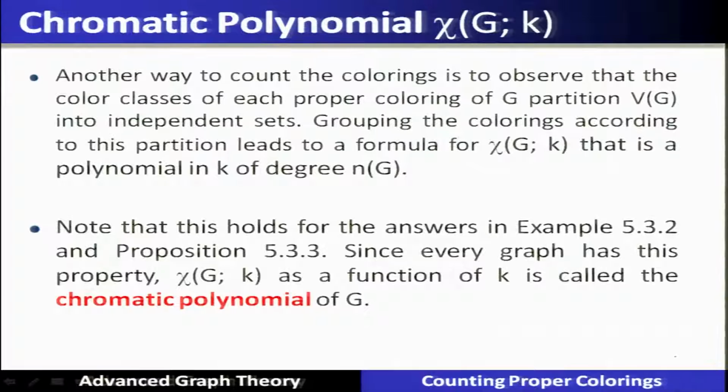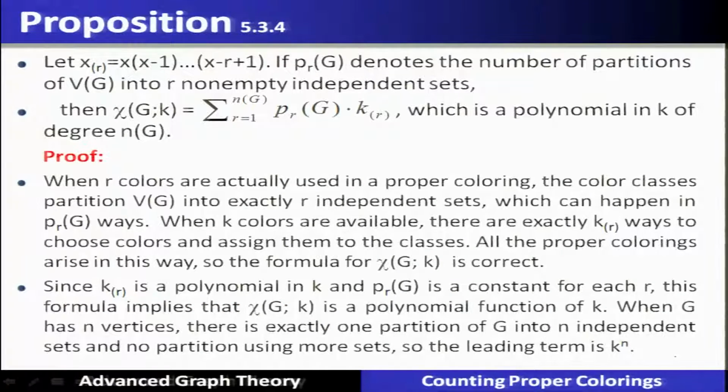Note that this holds for the answers in the examples which we have seen earlier, since every graph has this particular property. As a function of k, it is called the chromatic polynomial of G. Let us see the proposition. Let x^(r) be x(x minus 1) and so on up to (x minus r plus 1), and let P_r denote the number of partitions of the vertices into r non-empty independent sets.